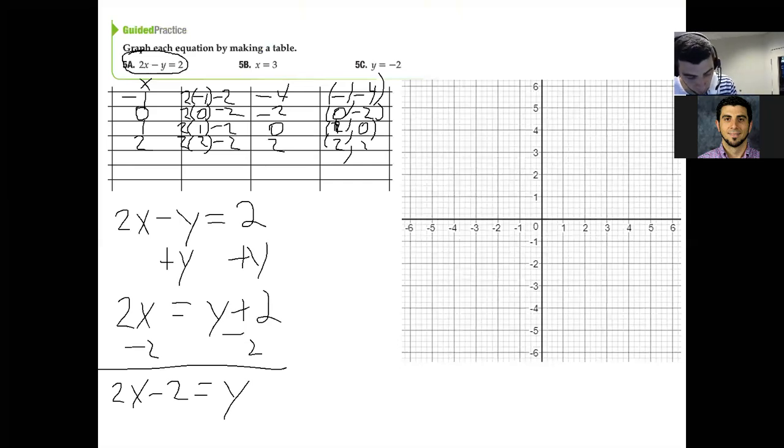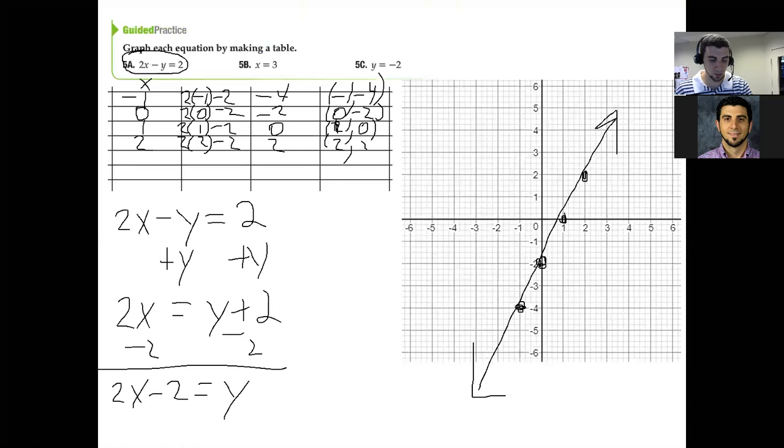So -1, -4 is here. 0, -2 is there. 1, 0, and 2, 2. They do go in a straight line, so right there. Okay, that's the graph of the linear equation. And you can see the intercept is 1, 0 here. And if I check the x-intercept, I put 0 in for y, I would have 2x equals 2, which you divide by 2 and you get x equals 1. Similarly, if you check the y-intercept, you would get y equals -2.